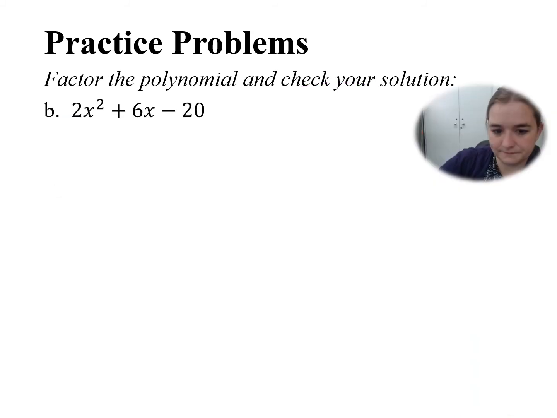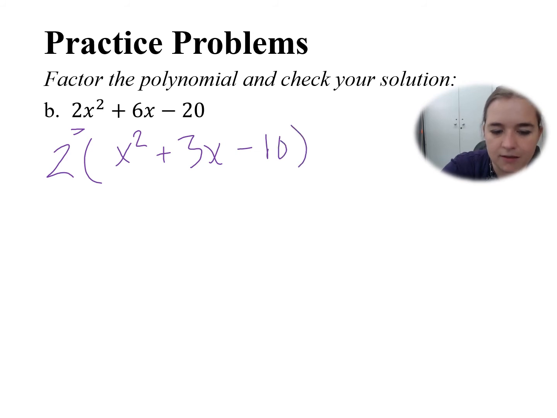Let's try it again. This time I have 2x squared plus 6x minus 20. Well, if I think back to the steps that I wrote at the beginning of this lesson, the first thing I need to do is use that idea of my greatest common factor. When I look at these terms here, I can get rid of that 2 because I see that it's a common factor with each of my terms in my trinomial. So this is going to turn into 2 times x squared plus 3x minus 10. If I pull a 2 out of each of my pieces, that's what I'm left with.